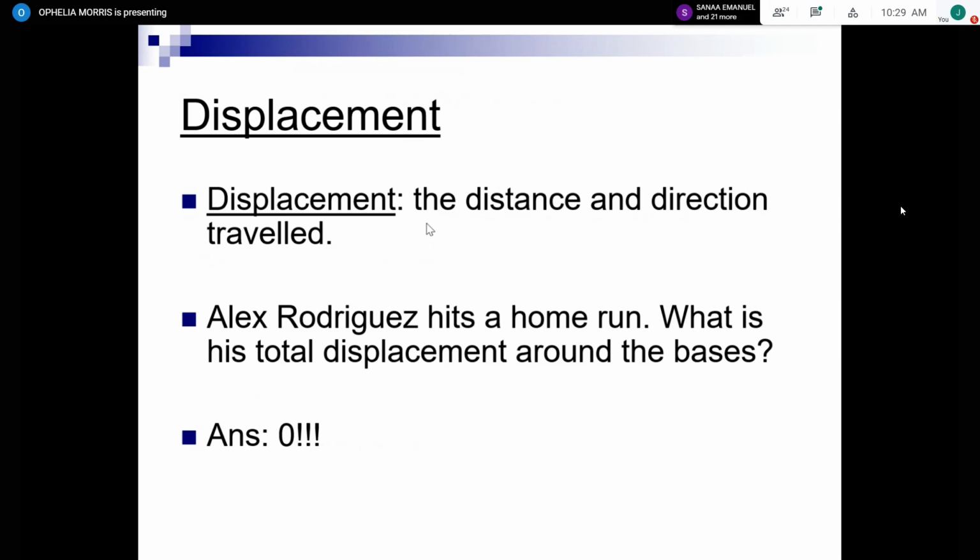Everybody get that? So displacement and distance again, sometimes they're the same, but sometimes they're not. It all depends on what they're describing. Everybody's good? Yes, Miss Morris. Okay. All right, guys.